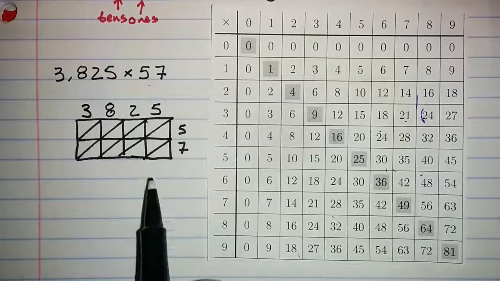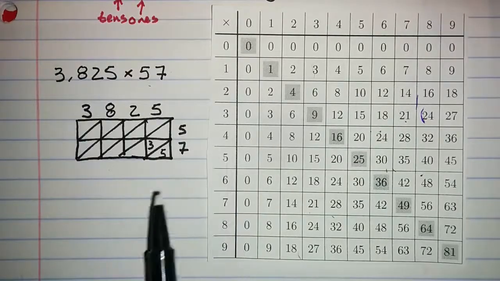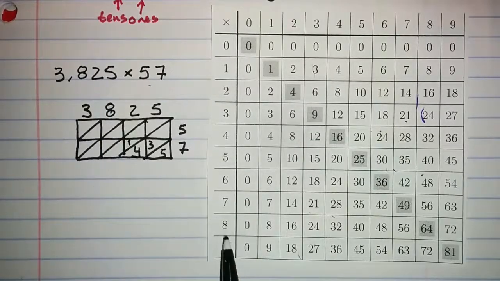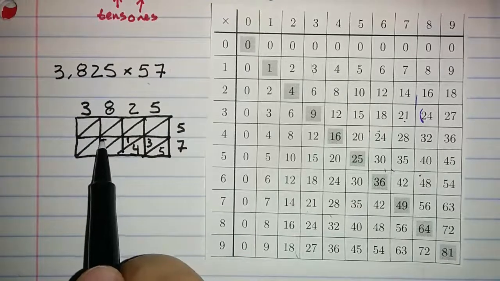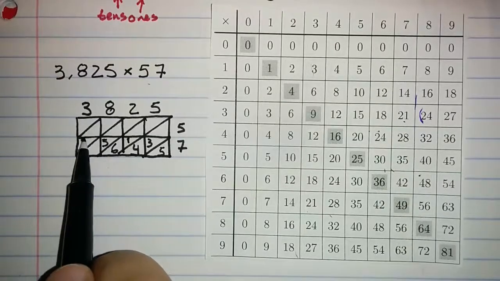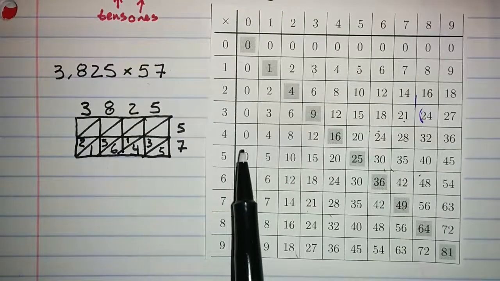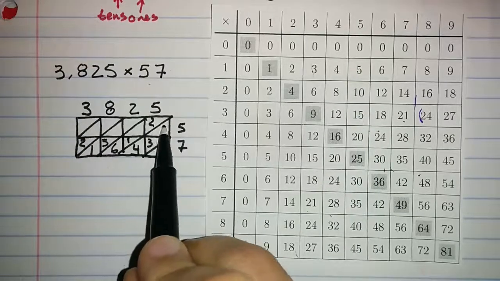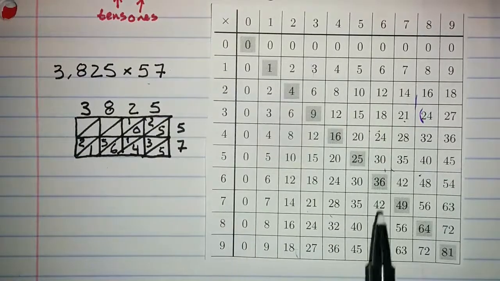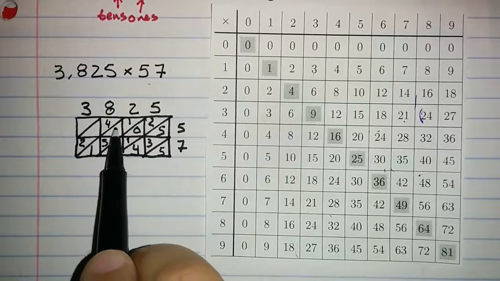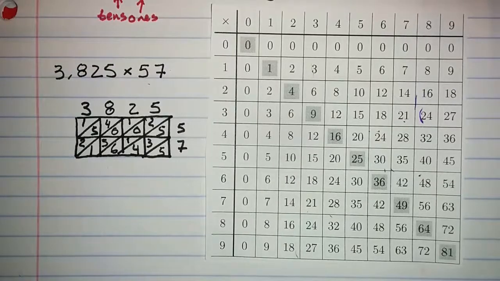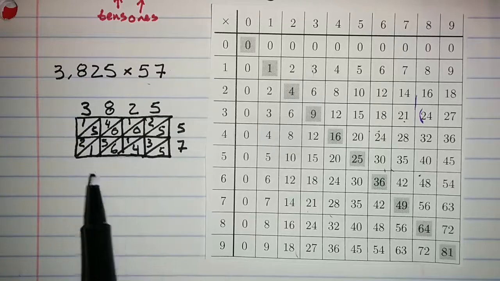So I'm going to start down here in the ones place. 5 times 7 is 35. 2 times 7 is 14. 8 times 7 is 56. 3 times 7 is 21. 5 times 5 is 25. 2 times 5 is 10. 8 times 5 is 40. 3 times 5 is 15. All right. And now we add along the diagonals.